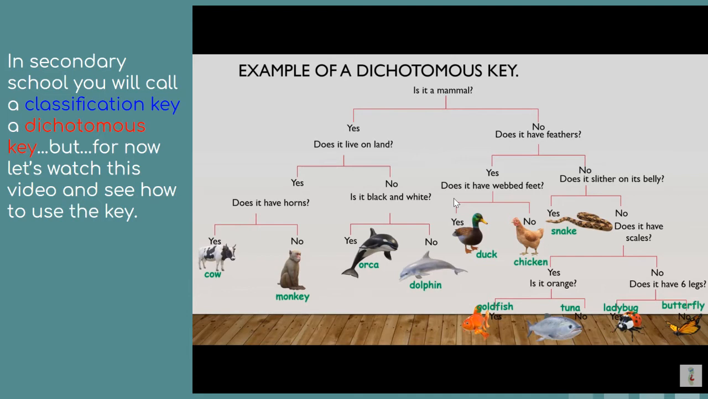So keep in mind that this key will only help you identify one of the 11 animals presented on this key. If your instructor handed you an unknown animal that is not part of this key, then by using your dichotomous key, there's no way that you could possibly identify it.